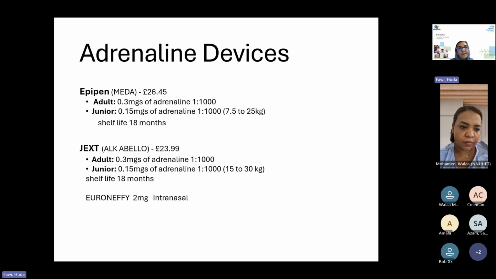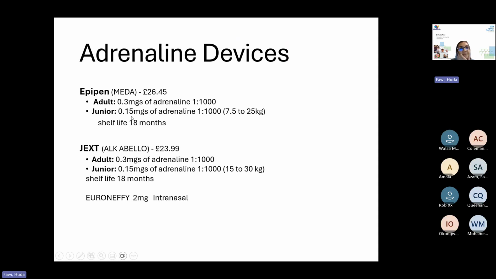There are 2 types of pen, and the new kid on the block now is the Urinephy, which is an intranasal one that has just been launched. So EpiPen costs £26. There's the 0.3 milligram, and there's a junior 0.15 milligram. The junior is up to the weight of 30 kilos, and the adult one from the weight of 30 kilos onwards. The shelf life is about 18 months.